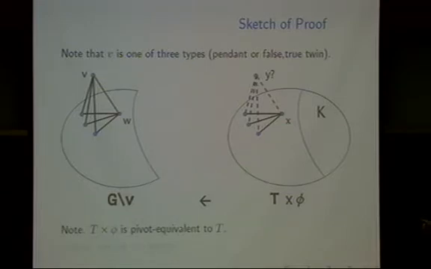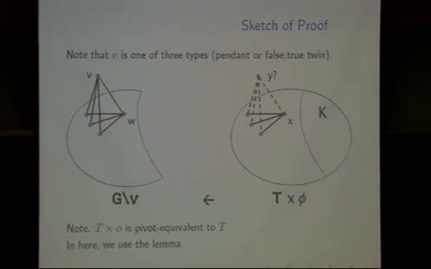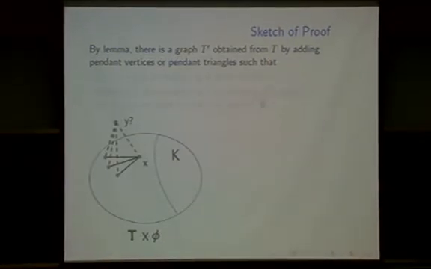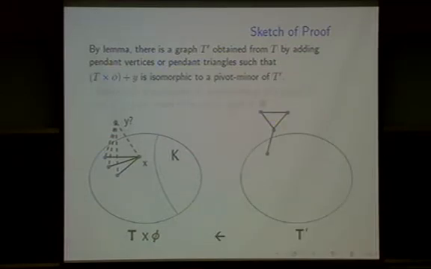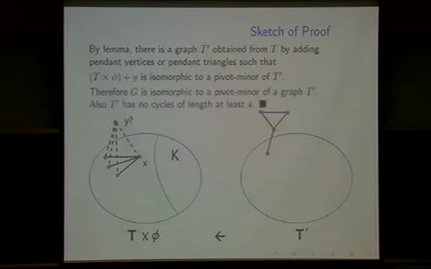T cross pi is pivot equivalent to T, so here we can use the lemma. By the lemma, there is a graph T prime obtained from T by adding pendant vertices or pendant triangles such that T prime has a pivot minor isomorphic to T cross pi. Therefore G is also isomorphic to a pivot minor of graph T prime, because T prime has no cycles of length 4. You can check it. And this proves the proposition and also the theorem.